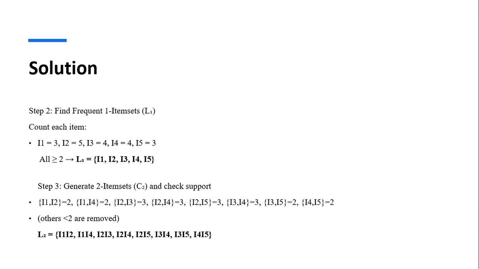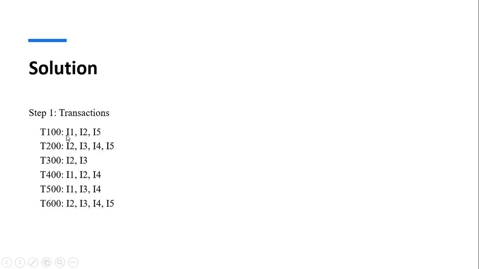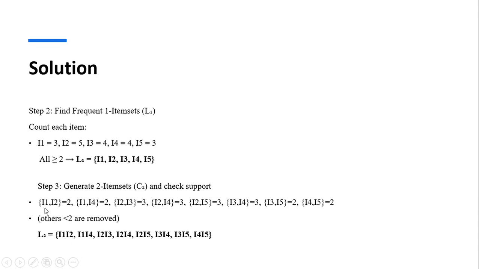Now I will check for the first one, I1, I2. In how many transactions are I1 and I2 both present? You can see in the first transaction I1 and I2 are present. Similarly, you can see I1 and I2 are present under the fourth transaction. So I1 and I2 together are present only in 2 transactions. So that's why I1, I2 count is 2. Similarly, you can find for the remaining.